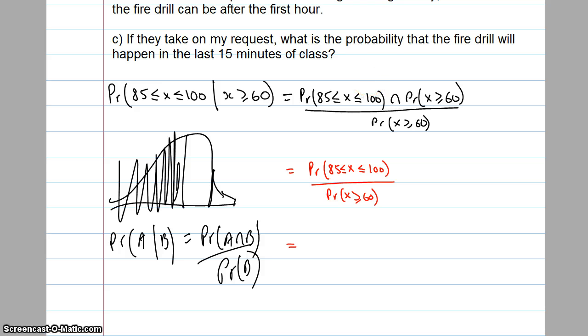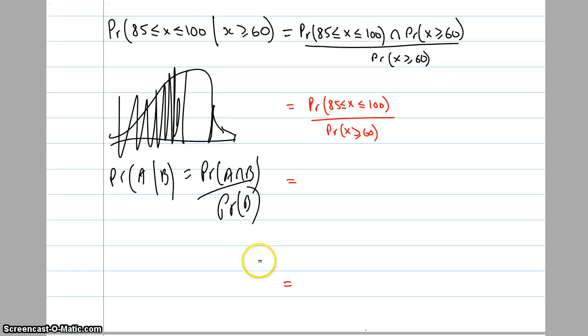Now I like to use a number line for this. When is it between 85 and 100? If I do a number line here and say that's 50, this is 85, and that's 100, I'm looking at that bit just there, between here and here. And then also x is greater than 60. Well, that's from 60 onwards. When do those two things happen at the same time? Well, it's going to be between 85 and 100.